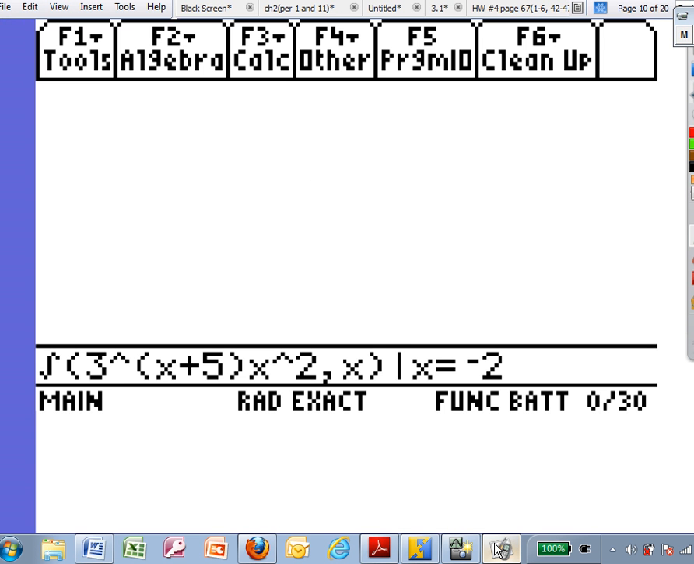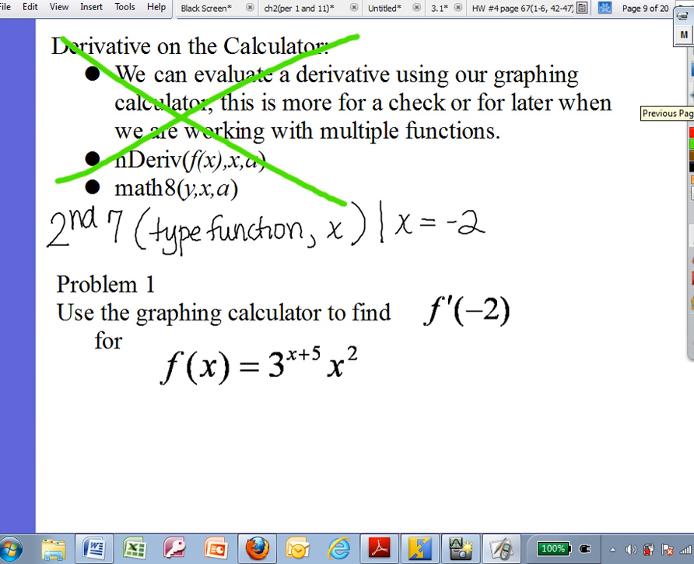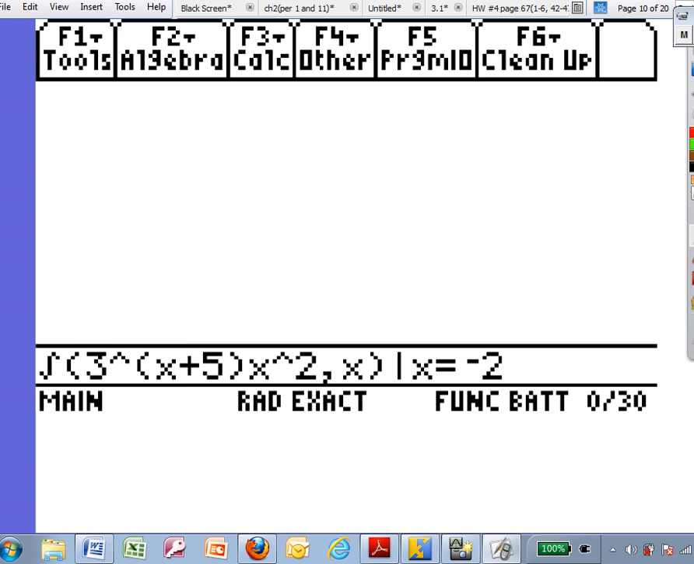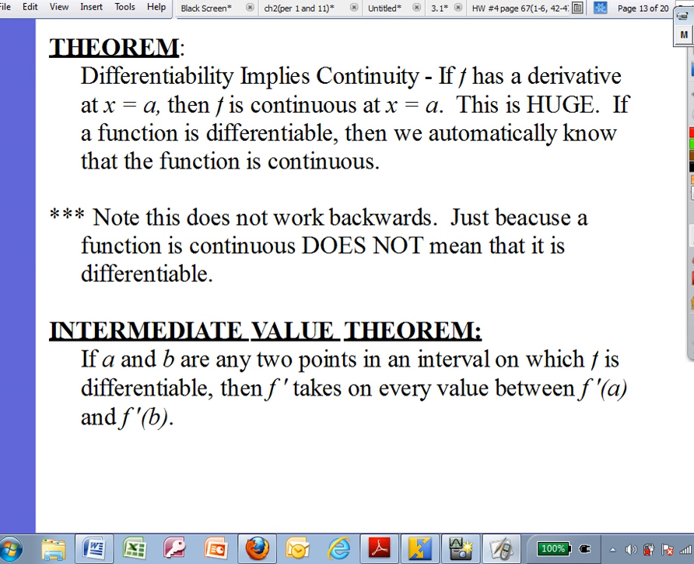So this tells us that f prime of -2 is going to be positive 10.650. Try that in your calculator, make sure you're getting the right answers, and make sure you change this. This is second 8, not second 7. All of this that I put in here is not correct.